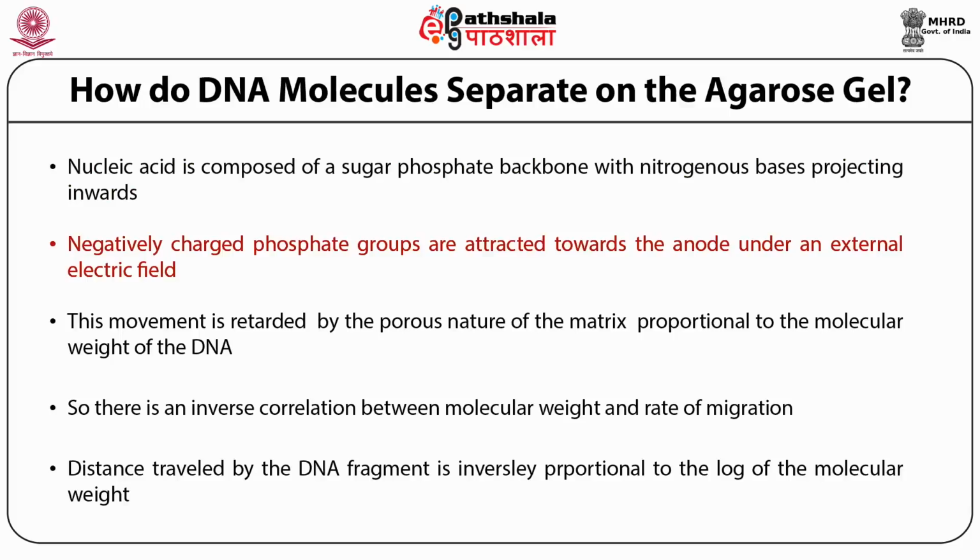While traversing the porous matrix of the gel, you can think of it as a sieve, the DNA molecules experience a retardation in movement provided by the pores of the matrix. This retardation in movement is governed by the molecular weight of the DNA, considering that the charge to mass ratio remains uniform. So, the smaller the DNA, the more quickly it will traverse through the pores and reach further down the gel, ultimately leading to a size-based separation. So, there is an inverse correlation between the molecular weight and the rate of migration.